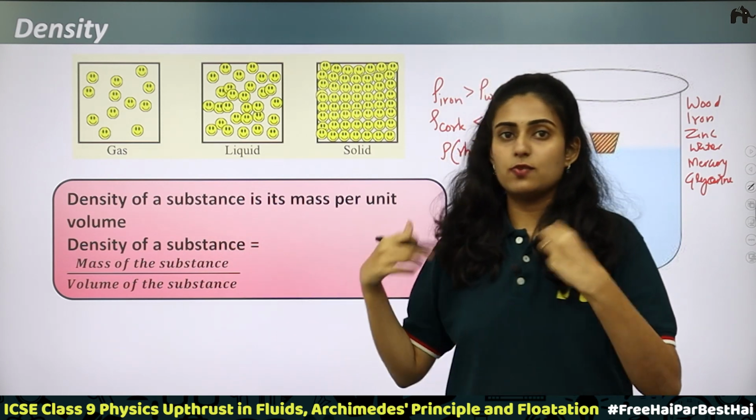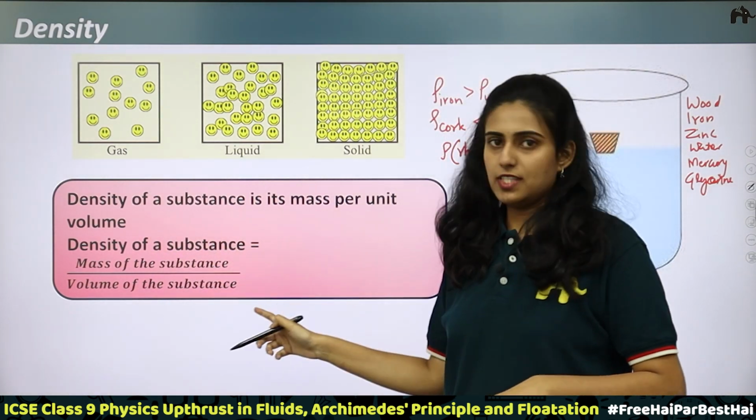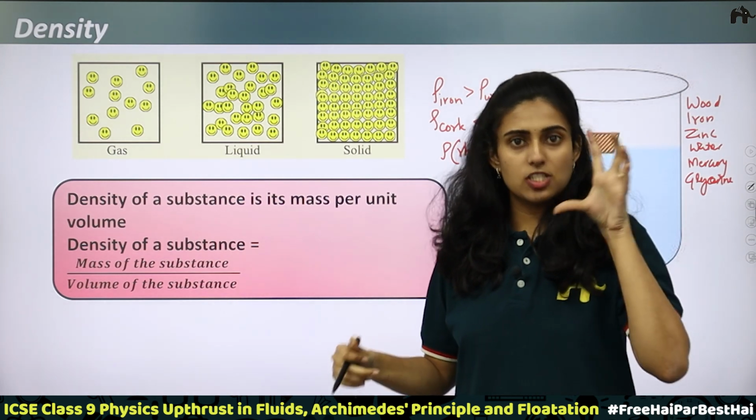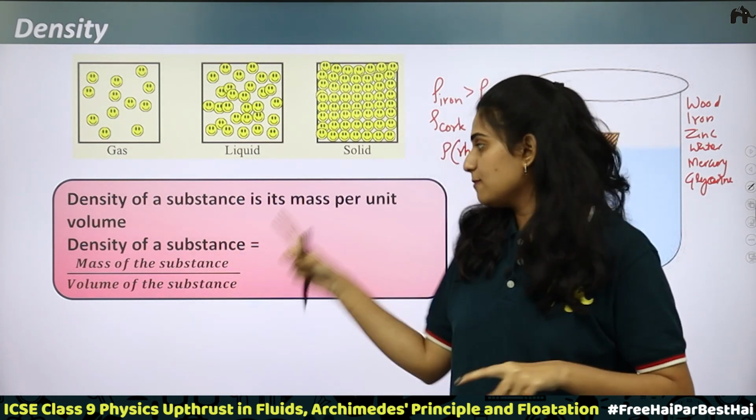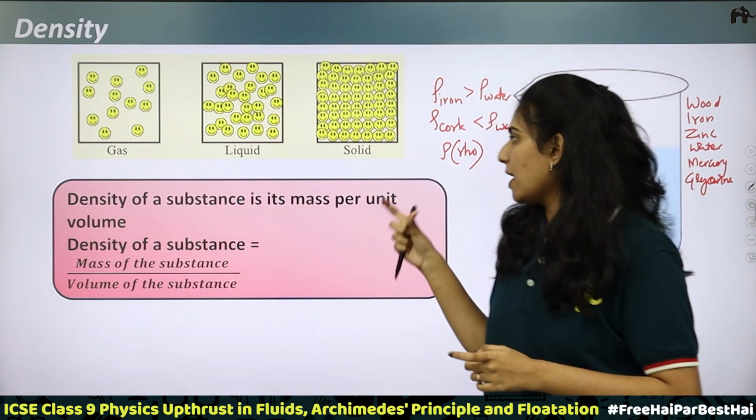So density of a substance we can determine, that is equal to mass of the substance divided by volume of the substance. If you have measured the mass of the substance and its volume, we can find what the density of the substance is. So understood? This is about density.